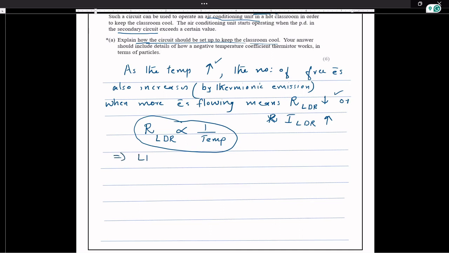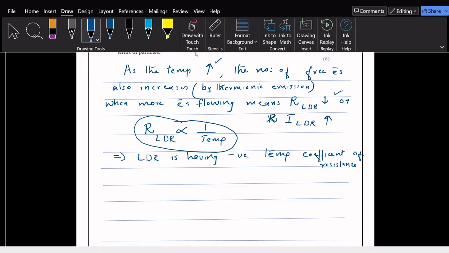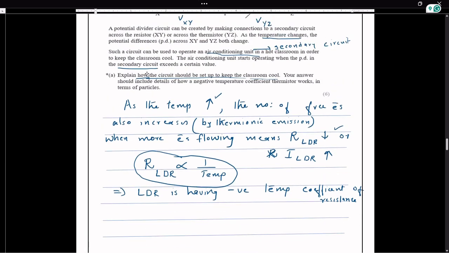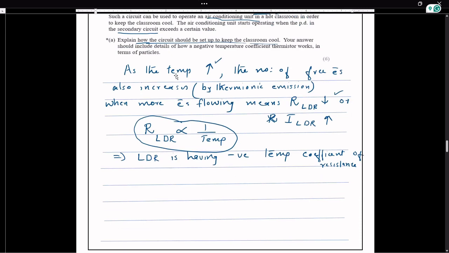That is, LDR is having negative temperature coefficient of resistance. So it is having a negative temperature coefficient. So we have answered the first part, because it says your answer should include the negative temperature coefficient of thermistor in terms of particles. Particles means electrons. Now we are going to answer the other part, how the circuit should be set up.